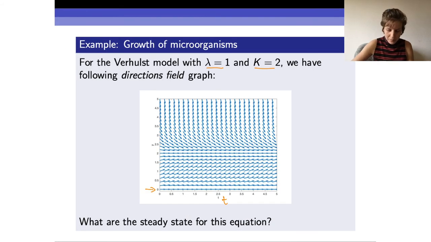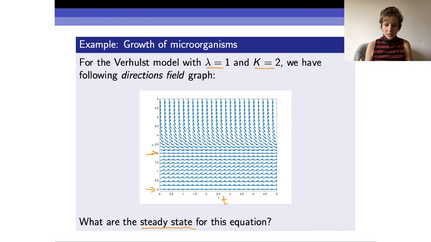So here again, 0 is some steady state, but it looks like it's unstable, and 2 looks like another steady state, but it looks like that is stable, because if you start away from this point, the solution will tend to n equal 2.